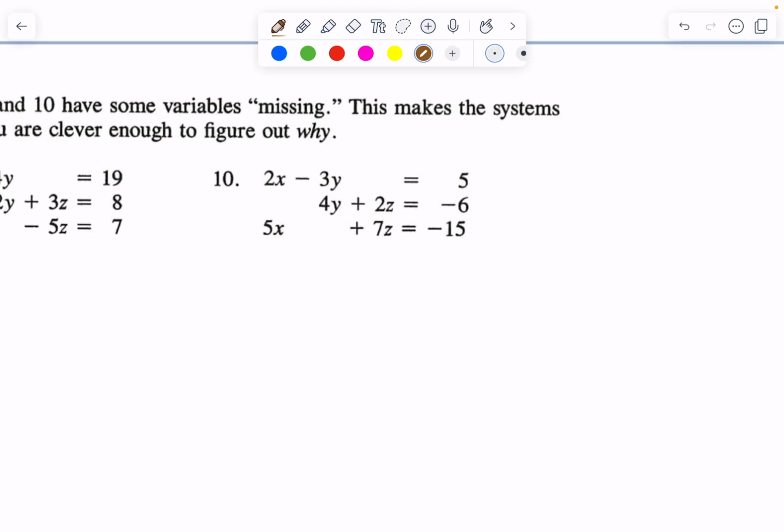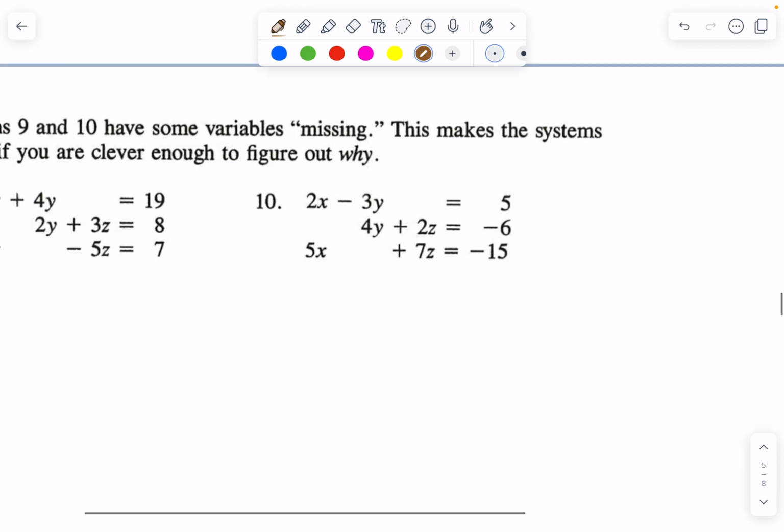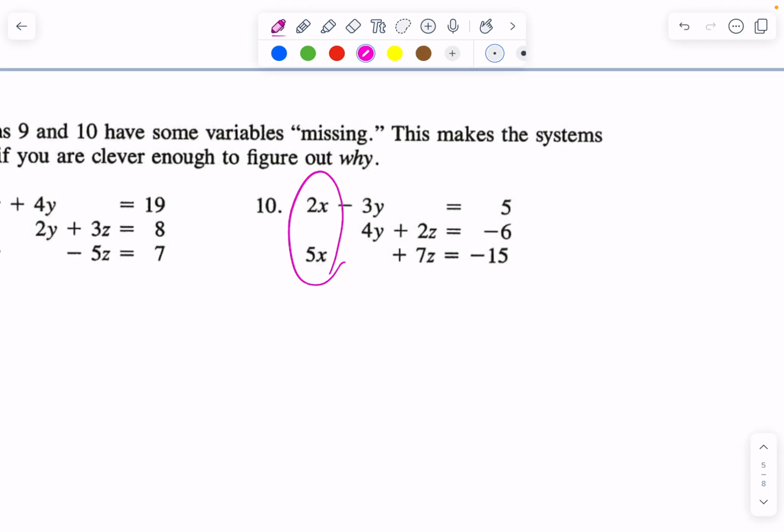I don't see any that looks easier than the others, so let's just cancel out the x's for no reason. I'm going to cancel these out using P1 and P3. And notice P2 has no x's, so we're already done with that step. Okay, so let's do it.